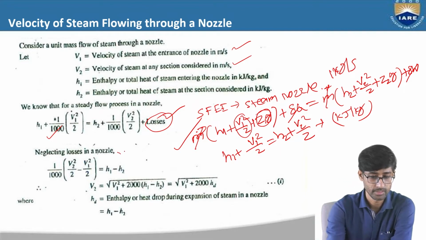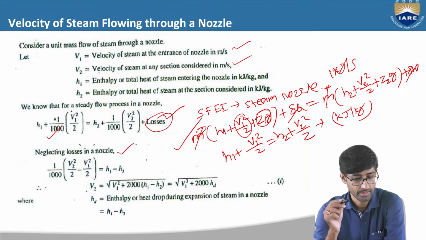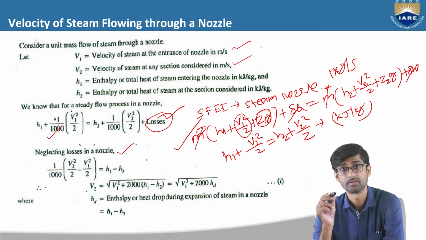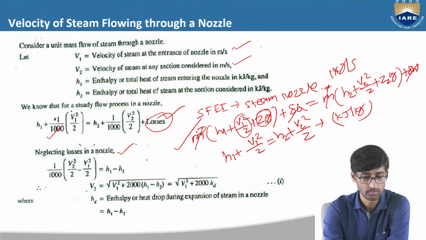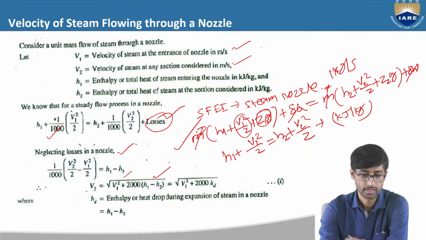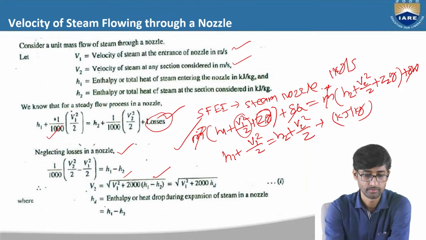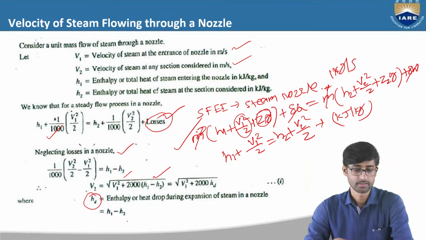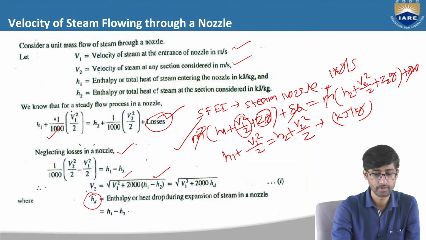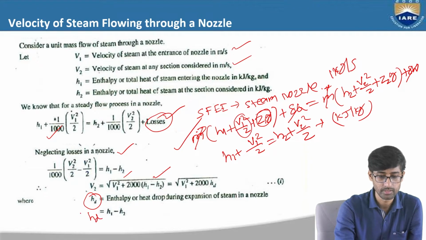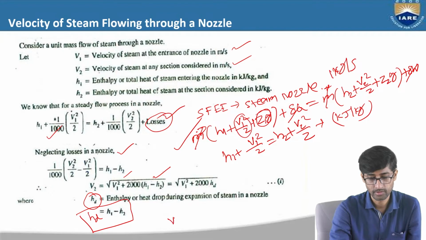So by neglecting the loss in the nozzle, we have to calculate the exit velocity, or the velocity of steam flowing through the nozzle. That is called V2. From this equation, V2 is the square root of V1 square plus 2000 times (h1 minus h2). Let h1 minus h2 be hd, known as the enthalpy or heat drop during the expansion of steam in the nozzle. So the exit velocity V2 is equal to the square root of V1 square plus 2000 hd.